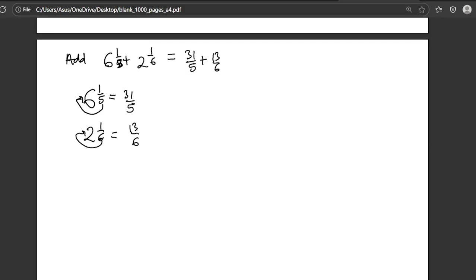You have two fractions with different denominators, so find the LCM of the two. LCM of 5 and 6 is 30. 30 divided by 5 is 6, times 31. Plus 30 divided by 6, that's 5, times 13. 5 times 13 is 65. We have 6 times 31 plus 65. There we added the two fractions.